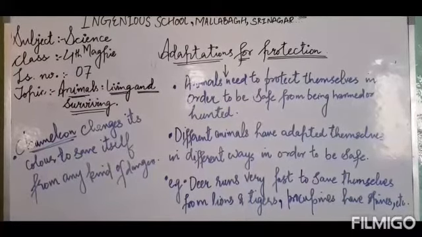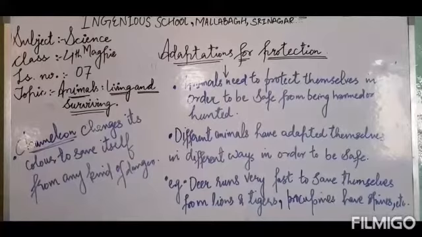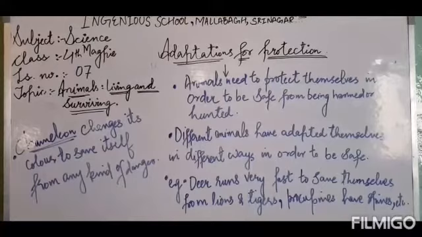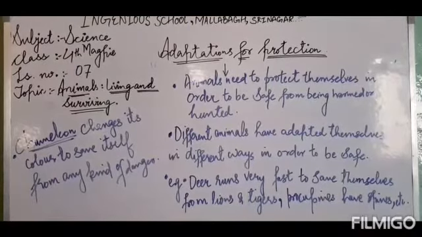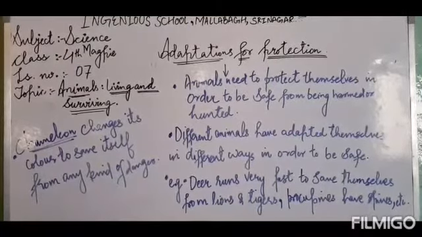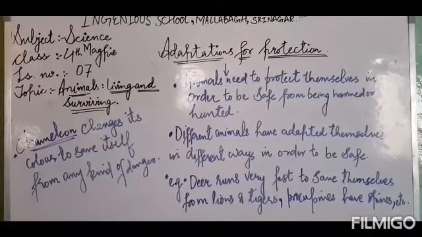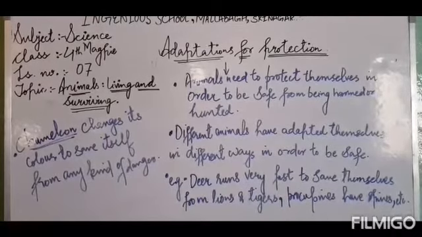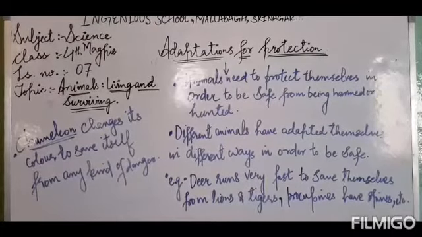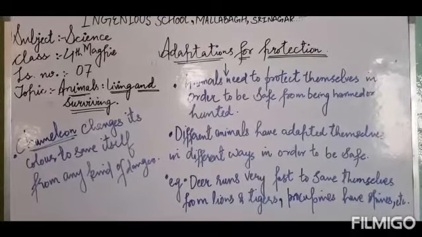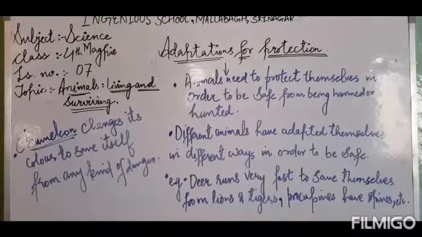In the previous two videos, we learned about the various ways in which animals adapt themselves to suit their food habits and their habitat, how animals adapt in order to survive in their habitat, and how they adapt to their different feeding habits. Today, we are going to learn about the adaptations for protection. That is how animals adapt themselves in order to avoid dangers, in order to keep themselves safe.